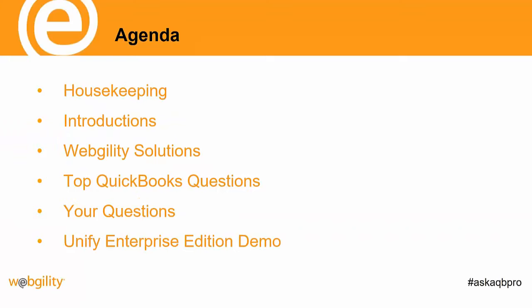Here's our agenda for the next hour. I'll start with some housekeeping items. I will introduce our two QuickBooks ProAdvisors, and then I'll give a brief overview of WebGility and our solutions. We'll start with some of the top questions asked by e-commerce businesses, and then we'll answer your questions. We do hear from a lot of webinar attendees that they'd like to see our software in action, so we will conclude the webinar with a short demo of Unify Enterprise Edition.